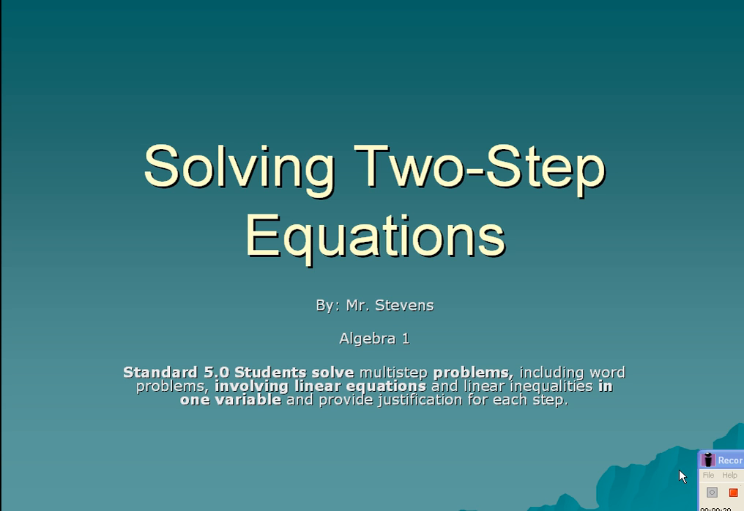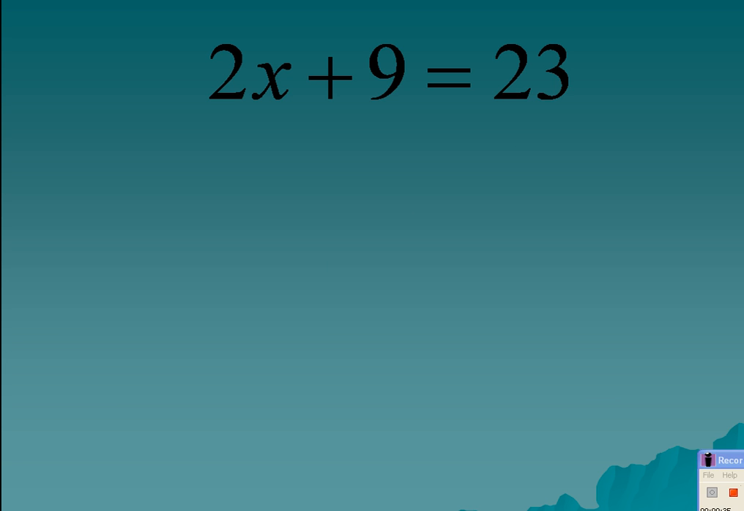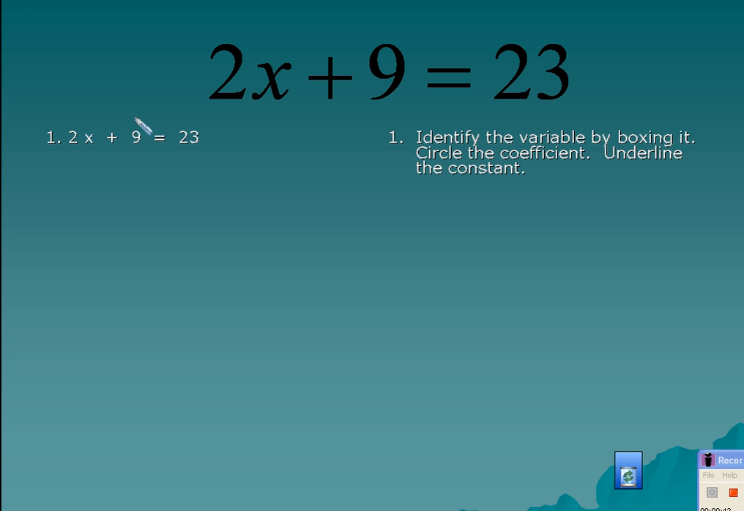The first problem that we're going to do is 2x plus 9 equals 23. The first thing that we'll do is identify the variable by boxing it. So if we choose here, we can see that the variable is x. Next, we're going to circle the coefficient. The coefficient is always going to be the number that's multiplied by the variable. Finally, we're going to underline the constant. This should give us a good understanding of what our problem will look like.